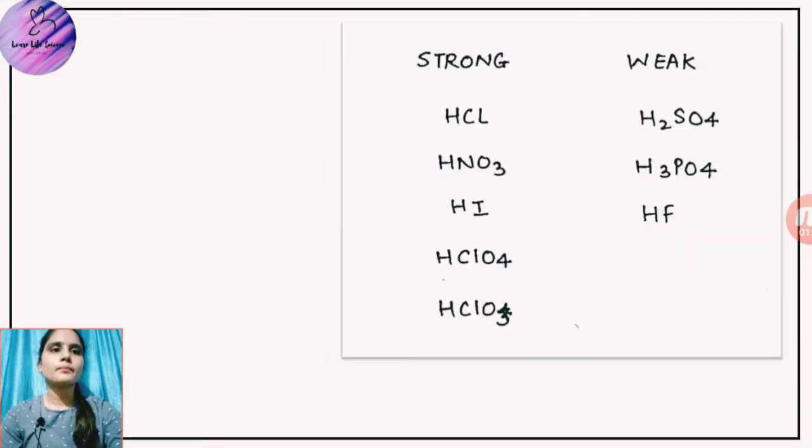Now, these are some examples of strong and weak acids. For example, strong acids: HCl, HNO3, HI, HClO4. Similarly, weak acids: sulphuric acid, H3PO4 and HF. These are some common examples that we usually go through in our numericals.